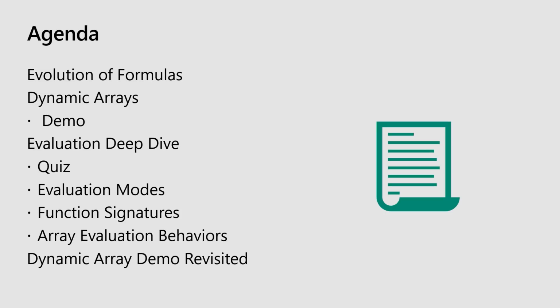And then we're going to do an evaluation deep dive. We're going to do a quiz just to try and highlight what we know and what we don't know. And then I'm going to jump into describing some of the evaluation modes that we have in Excel, function signatures and how they affect evaluation. We're going to take a look at array evaluation behaviors. And that really is kind of the core. If you understand the array evaluation behaviors, array formulas will be far simpler to work with and understand. And then finally, we'll go back to the dynamic array demo. But this time I'll explain in a bit more detail where those different array behaviors that we've discussed apply. So we'll just revisit that just to explain it a bit better. Okay.